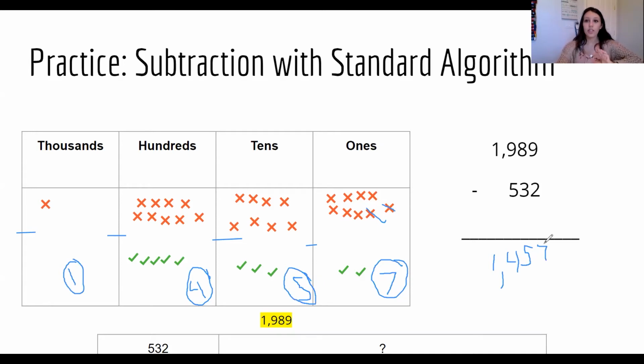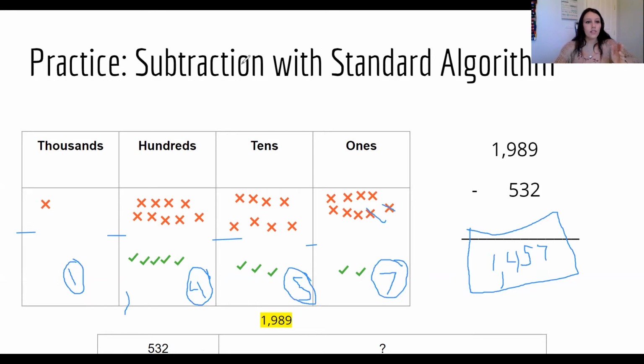So if we look at our place value mat versus our standard algorithm, we have the number 1,457 and the number 1,457. Ta-da! Same answer. So that means that 1,989 minus 532 equals 1,457. Now, if we look at our bar diagram at the bottom here, we wanted to figure out what that other part of this whole was.